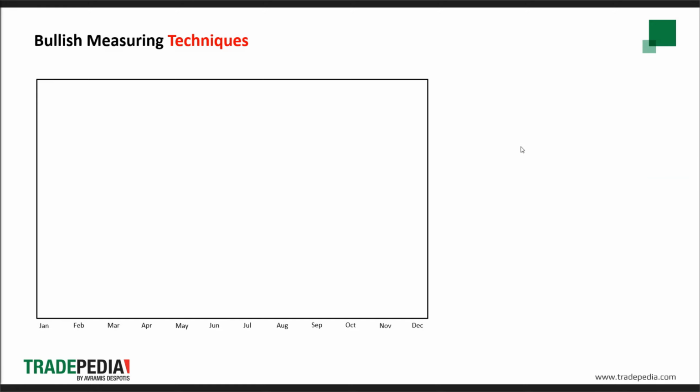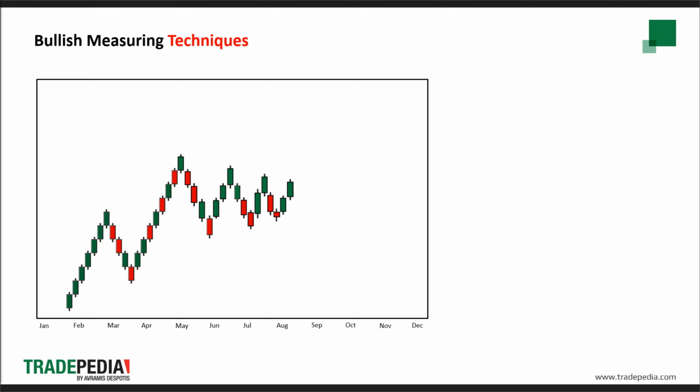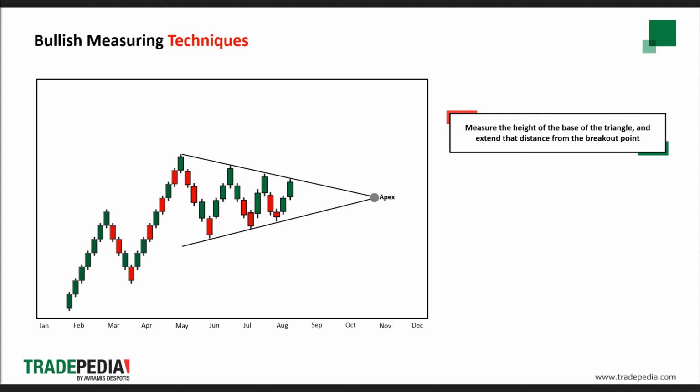Okay, so here is another pro tip for you guys to measure the bullish triangle. So for the bullish measuring technique, let me take out the pen. So we measure the height of the base of the triangle and extend that distance from the breakout point. So what it means is that first you identify the triangle, then you extend the line all the way to the apex.